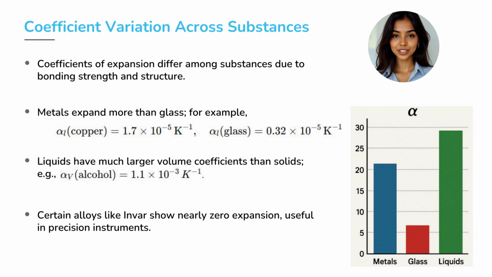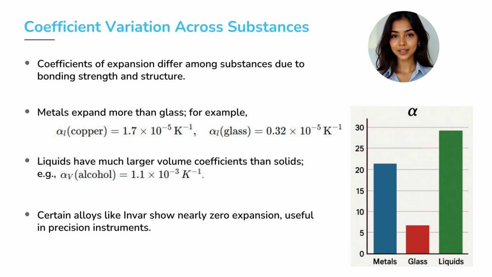Now, not all materials expand equally. The rate of expansion depends on the bonding between atoms and the internal structure of the material. Metals, for instance, expand much more than glass or ceramics because metallic bonds are relatively weaker. Let's look at a few values. For copper, the coefficient of linear expansion, that's alpha sub L, is 1.7 times 10 to the power of minus 5 per Kelvin. For glass, alpha sub L is only 0.32 times 10 to the power of minus 5 per Kelvin. Liquids expand even more than solids.